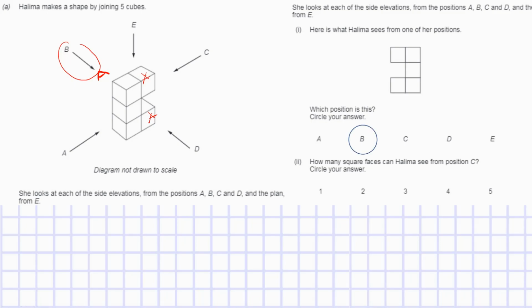How many square faces can Halima see in position C? Well, that's the side elevation if you imagine D as the front elevation, and it would be identical to what you'd see if you were in the position A, which would just be 3 squares.